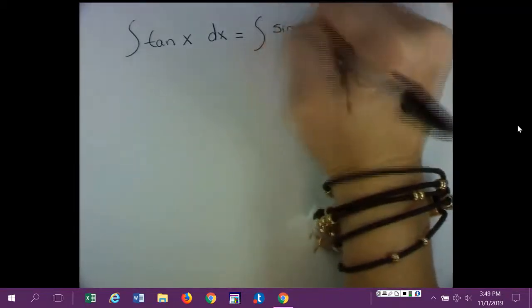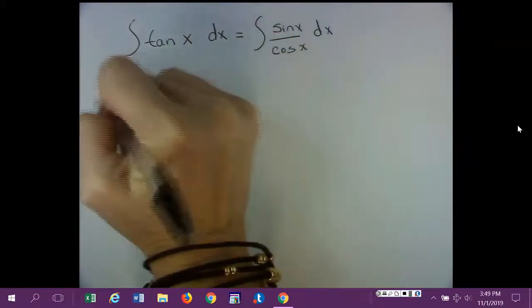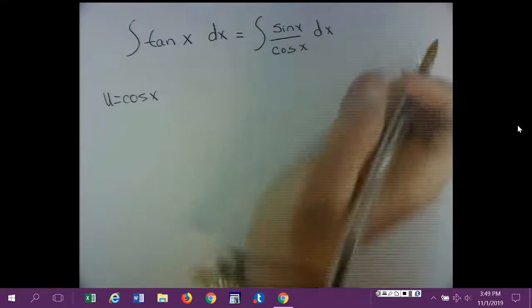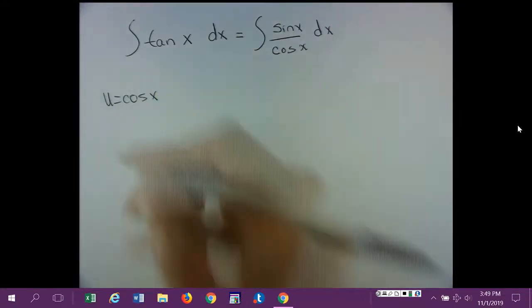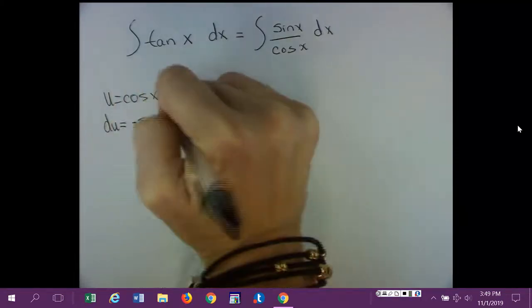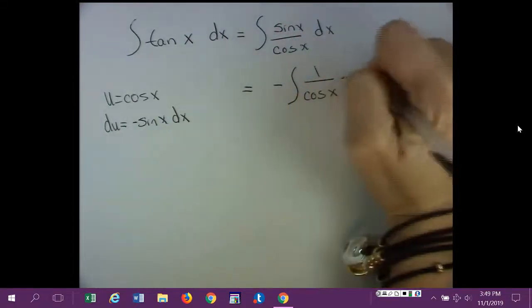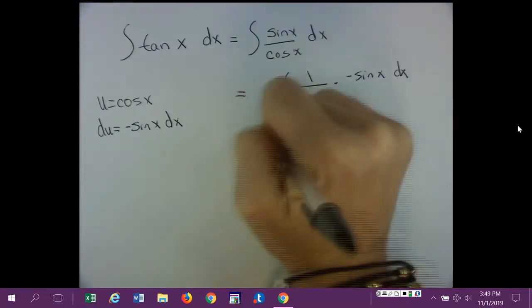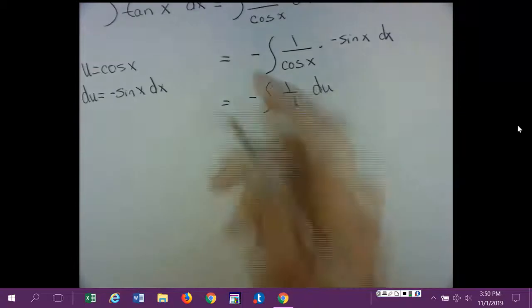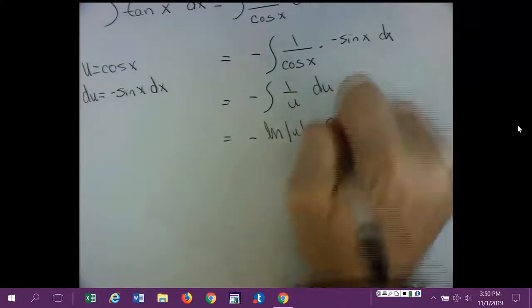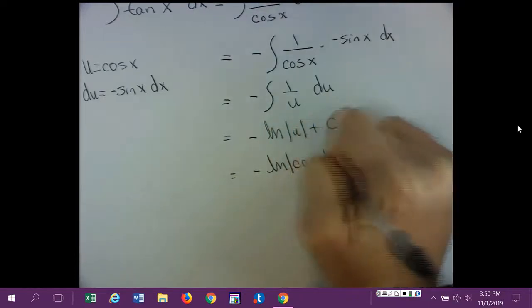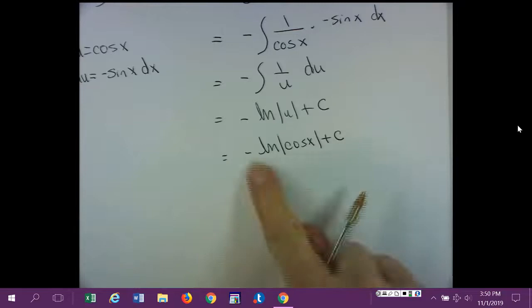Here we go. So here's the proof of tangent. Don't ever do it again, but you will have to know there's a formula. So this is what they did. They rewrote it as sine over cosine, and they let u be cosine x. Letting u be cosine x, du is negative sine x dx. So I would need a negative on the outside and a negative on the inside for my u sub, so that this is negative 1 over u du, which is negative natural log absolute value of u plus c, which is negative natural log absolute value of cosine x plus c. And how they get the blue box special is they take the negative 1 and make it an exponent.